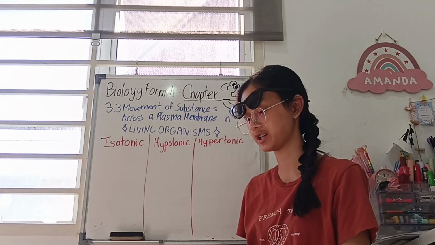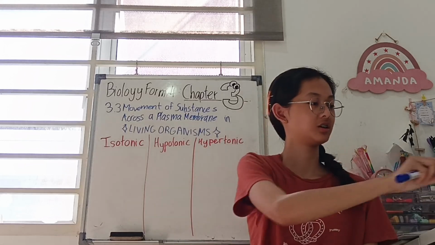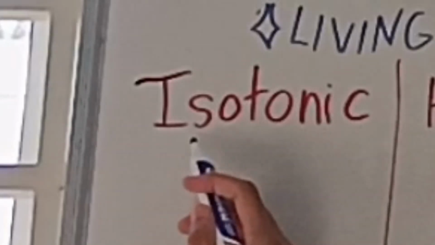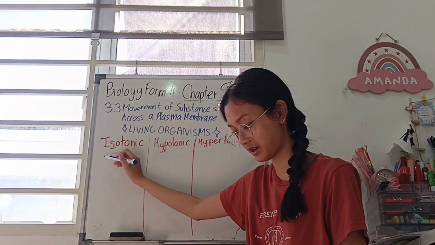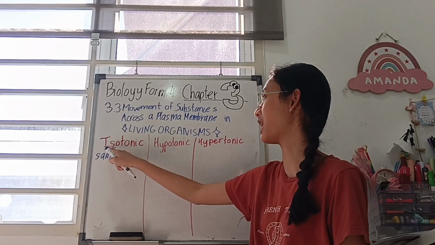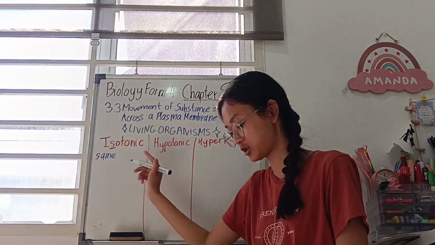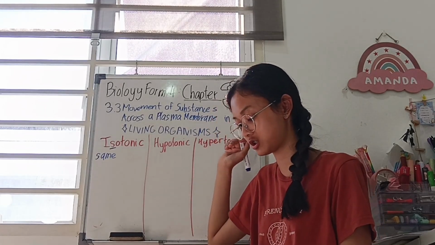So first, for isotonic, it's quite easy to remember. Iso has the letter S here. So S means same concentration. See, isotonic, same. So isotonic means same concentrations of solution.